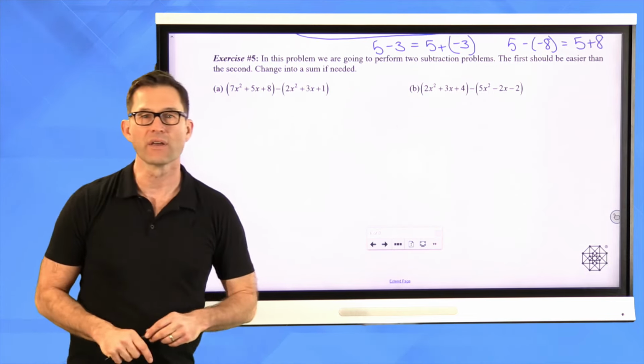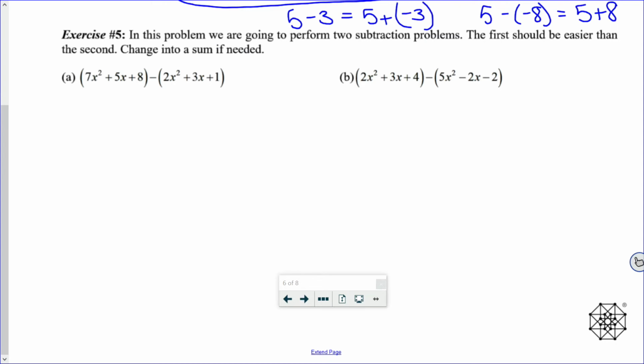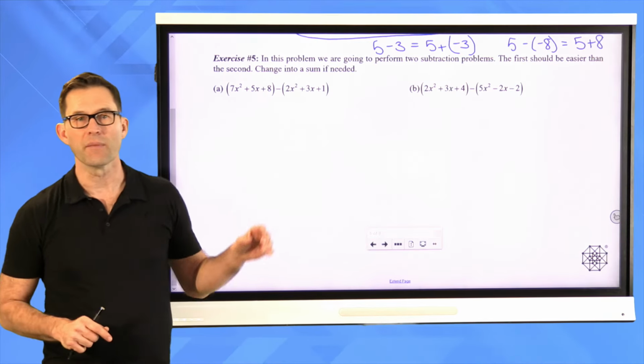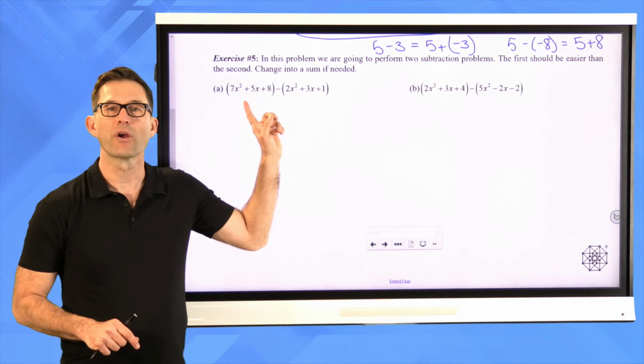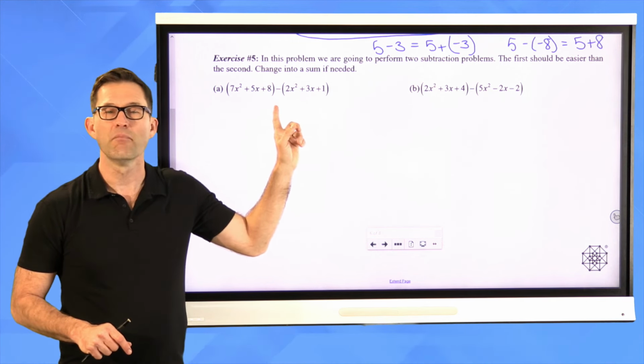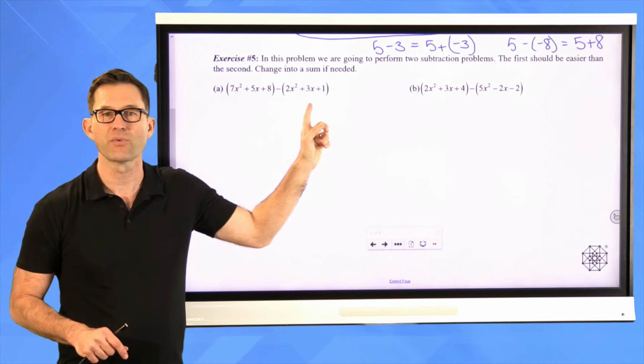So let's take a look at exercise number 5. In this problem, we are going to perform two subtraction problems. The first should be easier than the second. Change into a sum if needed. Okay, so here's what I mean, right? We've got 7x squared plus 5x plus 8 minus 2x squared plus 3x plus 1.